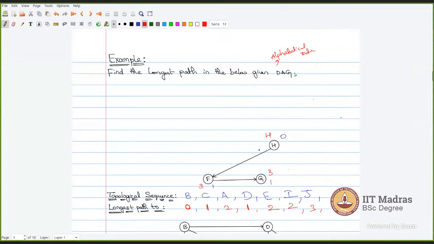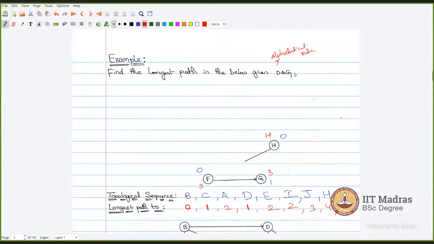Okay, we removed J. Now we have to remove H along with this particular edge. After you remove H, the longest path to H is 4. Update the in-degree of F. This will become 0. So what happens to this now?